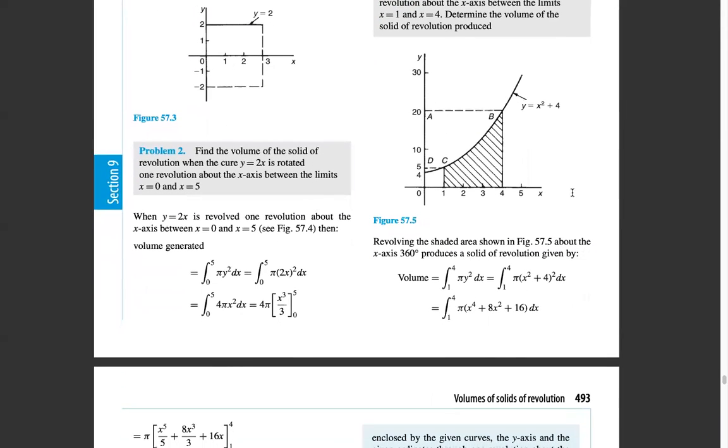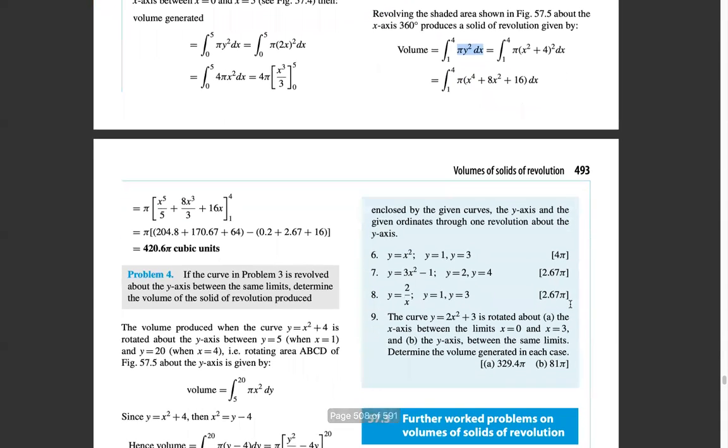Look at this curve here. 360 degrees along the x-axis. So that is y squared dx. See here? There is a definite integral y squared dx, which you multiply by pi, right? You just use your rules for what y squared is, multiply it out and solve. It's just finding another integral. Okay.